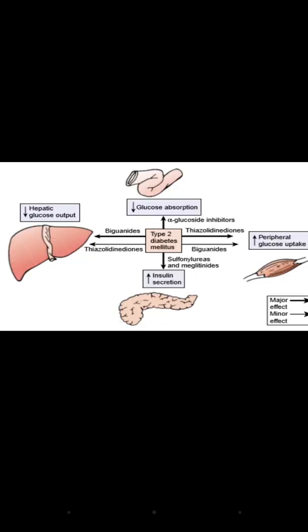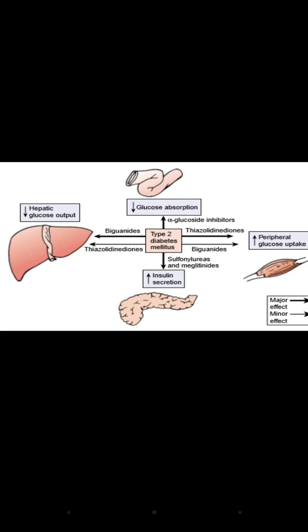Then thiazolidinediones, pioglitazone for example. Then meglitinides, repaglinide. So what is their mechanism, how do they decrease the blood glucose level? First we will discuss the biguanides. Those arrows which are dark, which are thick, they are indicating that this is the major effect of them, right? So for the treatment of diabetes mellitus, biguanides decrease the hepatic glucose output, right? In the liver, the glucose is stored in the form of glycogen and it is converted into glucose, so they will decrease this hepatic glucose output.